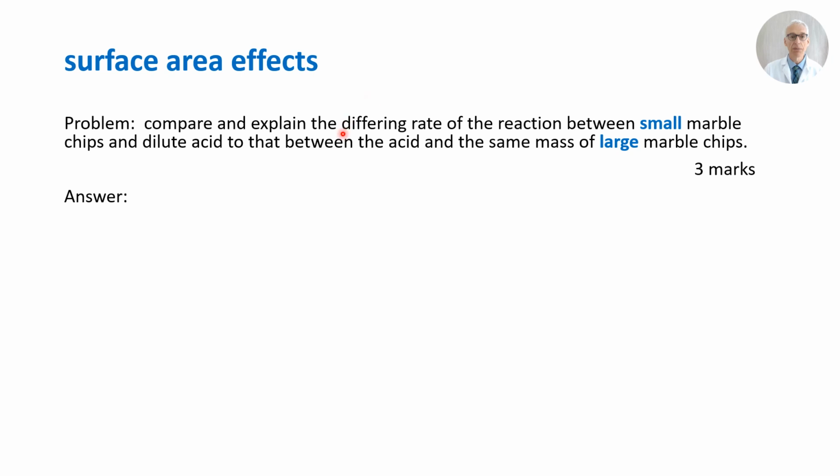So here is a problem from a typical exam question. Compare and explain the differing rate of the reaction between small marble chips and dilute acid to that between the acid and the same mass of large marble chips. Typically, this would be for about 3 marks. Pause, write an answer that will be credited with 3 marks, and come back to check and correct when you are ready.